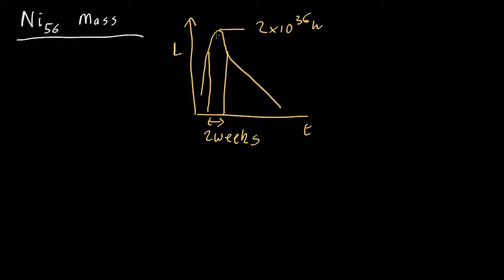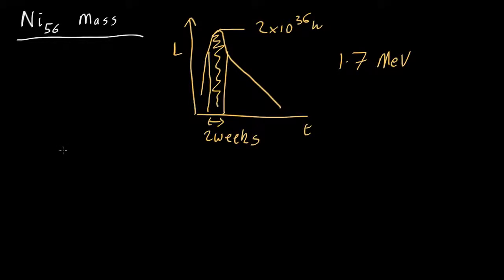This is caused by the nickel turning into cobalt, which generates 1.7 mega electron volts for every atom, whereas actually the bulk of the power is down here, which is going from cobalt to iron. But let's just look at the peak here for the purposes of this calculation.